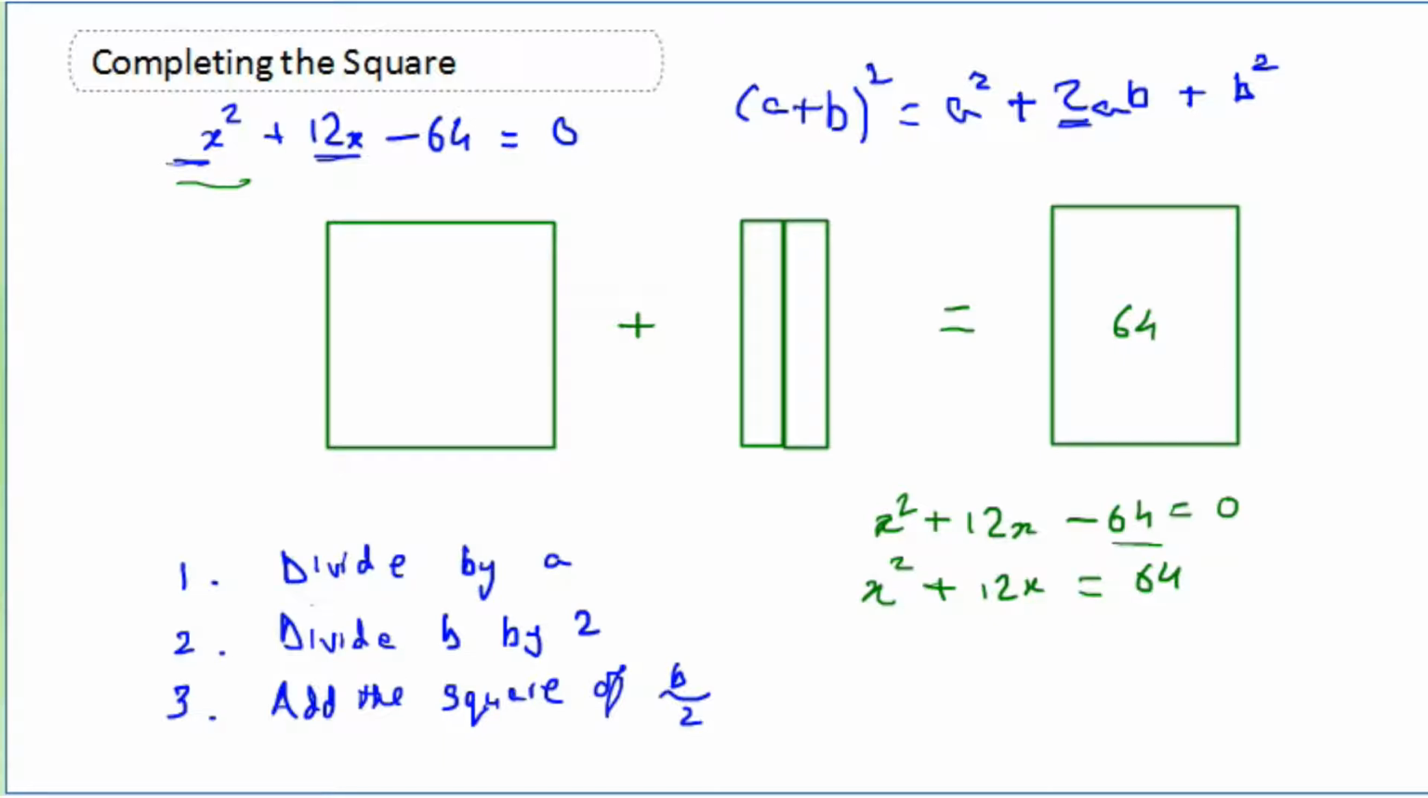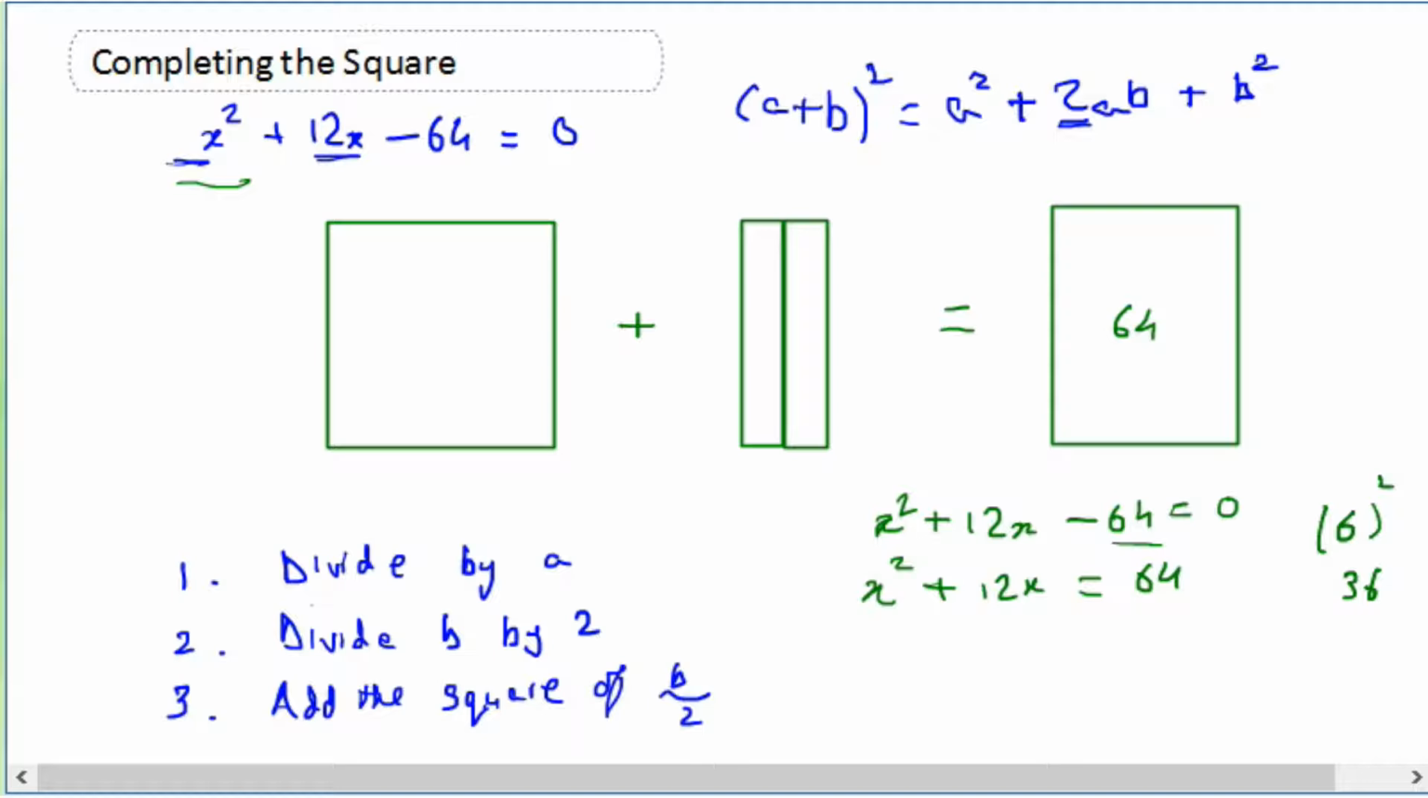So as you can see from here, the 12x is divided into two parts, or when we divide b by 2, so if b is 12, then half of 12 is 6. So the third step was to add the square of 6 to both sides of the equation. The square of 6 is going to be 36.